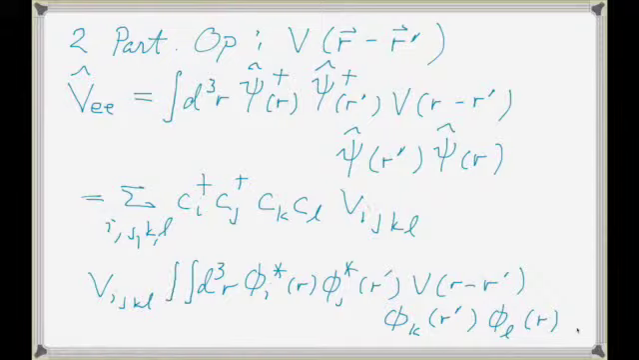Integral d cubed r prime. And I need another one over here. Integral d cubed r prime, d cubed r. This is a double integral because I've got both r and r prime. I've got to integrate over everything. But we aren't going to have time to say anything about the electron-electron term. We're just going to be looking at the single particle term.